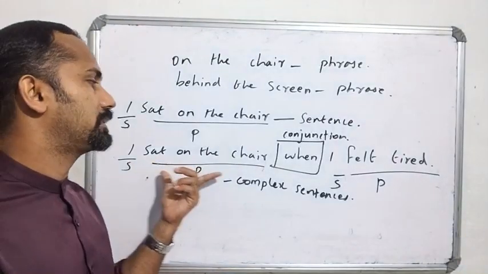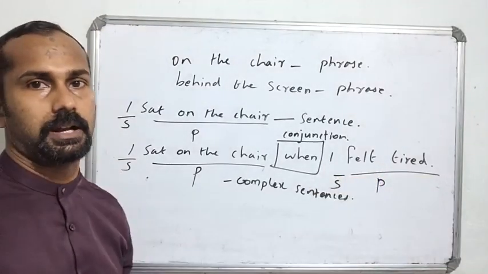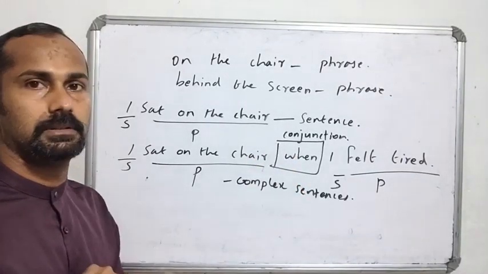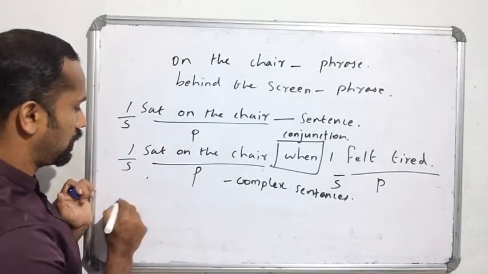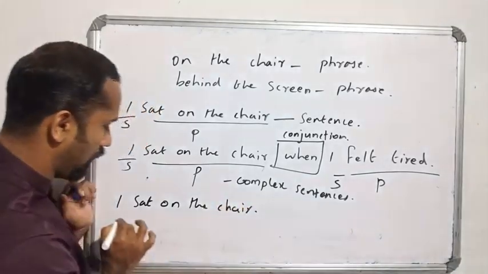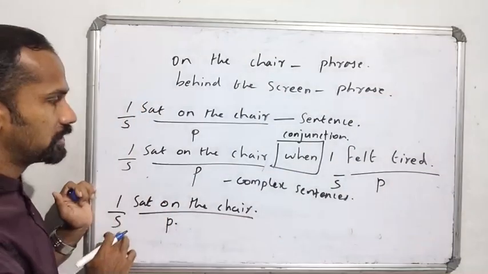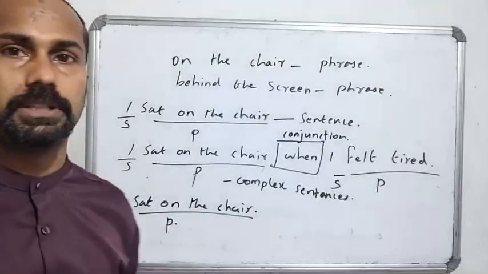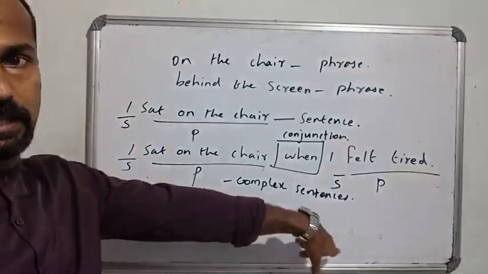Let's see here. I wrote here one sentence. One clause here, I sat on the chair, and another clause is, I felt tired, right? There are two clauses, and these two clauses are combined using the subordinating conjunction when. If I write like this, I just wrote one clause here: I sat on the chair. Here we have the subject I, and "sat on the chair" is the predicate. So we have everything here. And do you get a complete meaning here? Yes, I sat on the chair. That's a complete sense, and it makes a sentence, right?